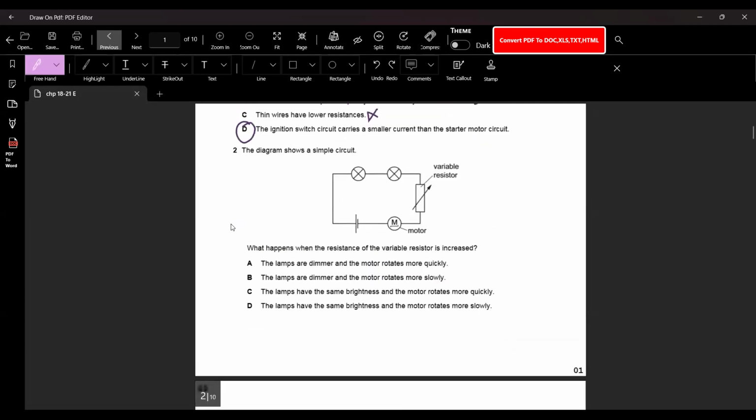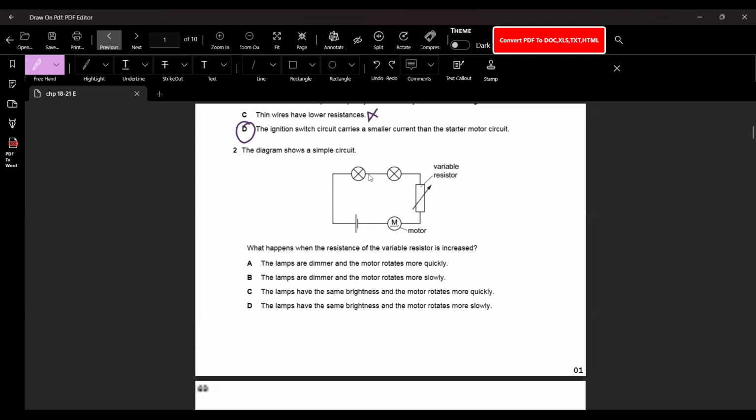Did you get this question? Then we have: the diagram shows a simple circuit. We have two lamps in series, a variable resistor, a motor, and a battery attached to it. Cell to be exact. What happens when the resistance of the variable resistor is increased?